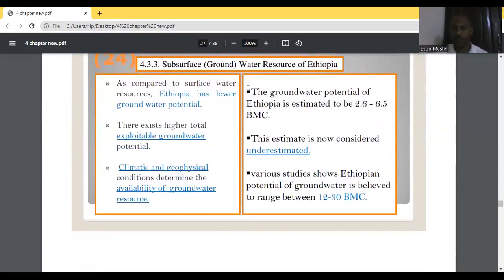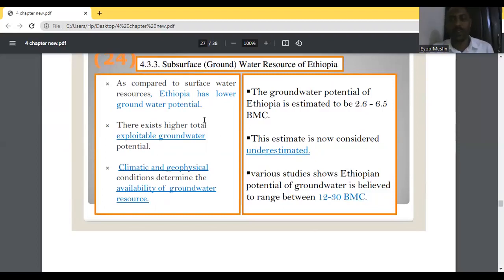In terms of the surface and groundwater potential resources of Ethiopia, let us see this concept. When we talk about this, as compared to the surface water resource, Ethiopia has lower groundwater potential. When we weigh groundwater and surface water in terms of potentiality, we have little groundwater potential. Why?